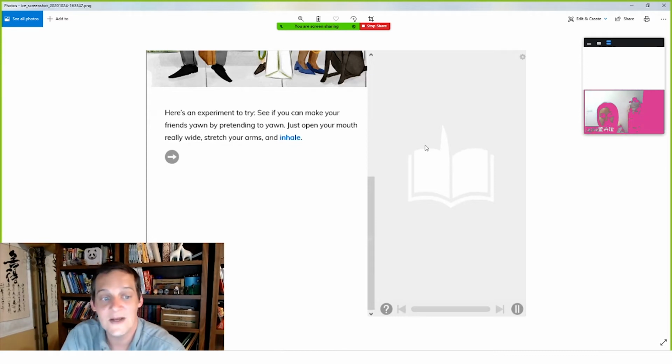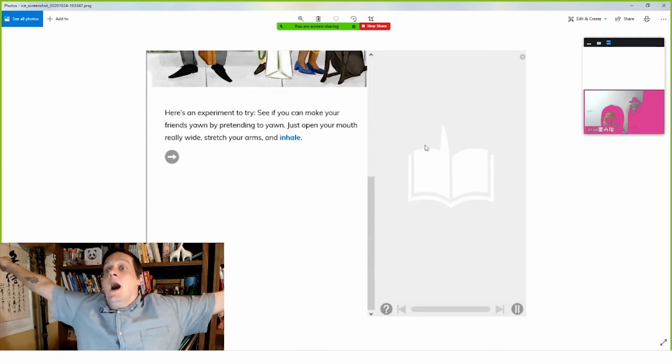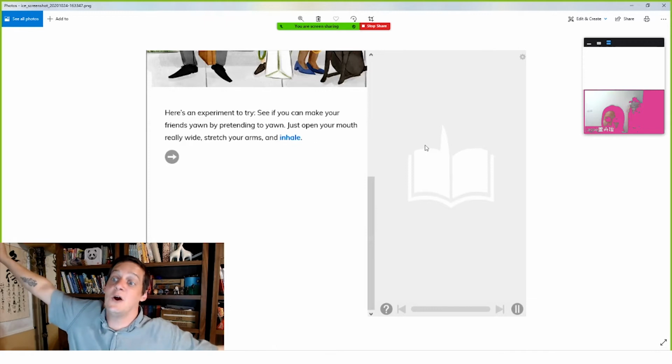See if you can make your friends yawn. How do you make your friends yawn? You want to make your friends go, ooh. And how you make them yawn is by pretending to yawn. When you pretend to yawn, it means you yawn, but in a fake way. So you're just opening your mouth really wide, stretch your arms, and inhale. So that's what it looks like when you yawn.